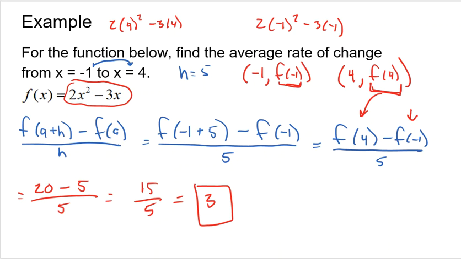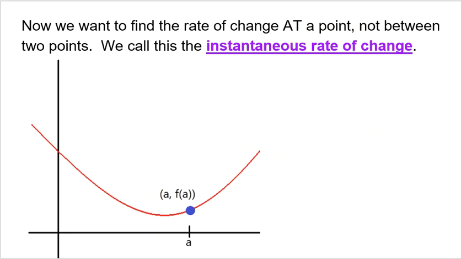But now we want to move on to something that is truly brand new, and that is what we are going to call instantaneous rate of change. This is the rate of change at a point, not between 2 points. So the slope of the secant line, again, a secant line is a line that connects 2 points of a function. Well, we don't want to talk about 2 points anymore. We want to talk about 1 point. So we want to talk about the slope of the line at this point, right? The rate of change at this point.